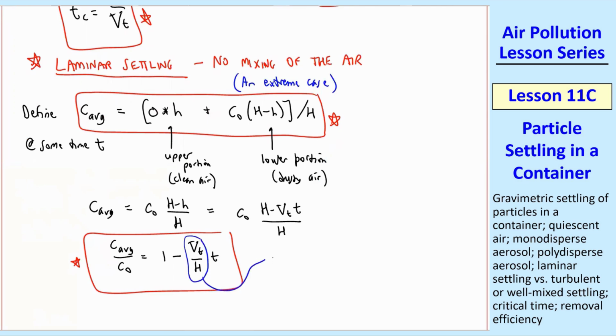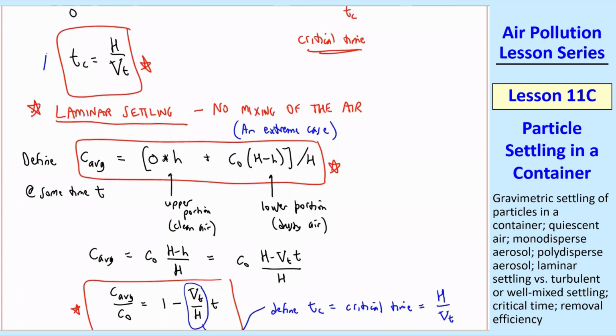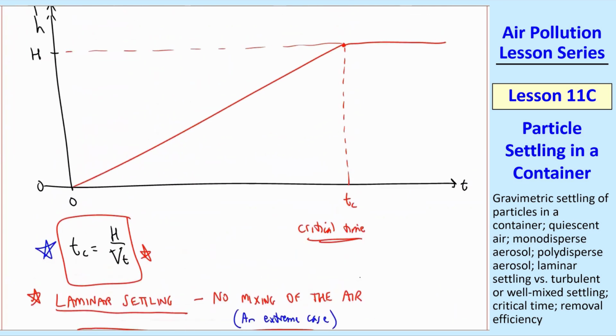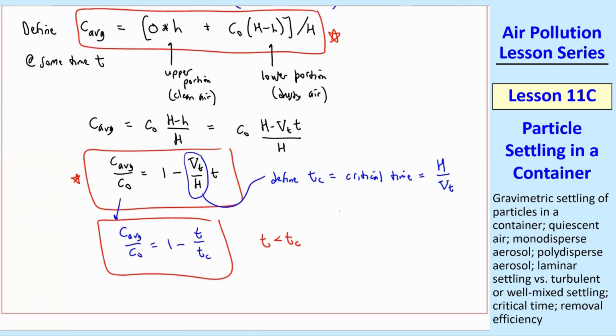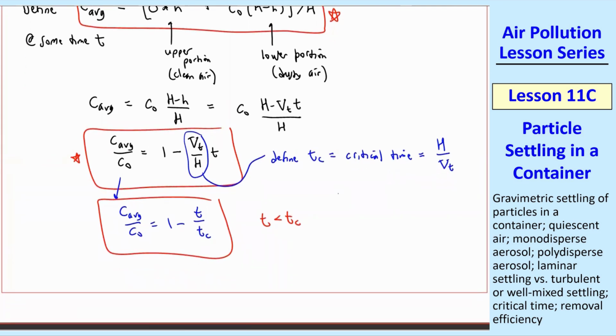Finally, let's define this as 1 over Tc. So Tc is the critical time, which is H over Vt, as we had already specified up here from our diagram. So this equation finally becomes C average over C0 is 1 minus t over Tc. Now technically this is valid only for t less than Tc, because once you reach Tc, C average is 0, the air is perfectly clean. So we have to do two parts to this equation, and that is that C average over C0 is 0 when t is greater than or equal to Tc.